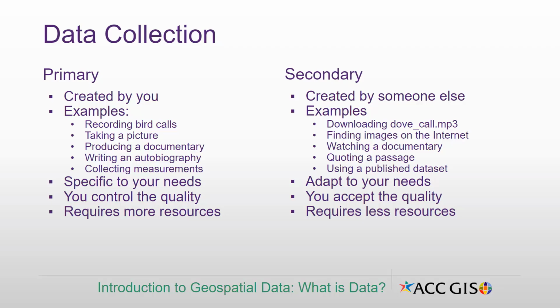Now, primary data sets are really great because they're very specific to your needs and you can control the quality. Whereas with secondary data, you have to adapt your needs to the secondary data set and you have to accept the quality of that data set. But the kicker is primary data is very expensive to collect. It requires a lot more resources, whereas secondary data requires less resources. I'll also say that sometimes secondary data is preferred because you're going to the authority on that data set. So if I'm using census data or FEMA data, sometimes my audience will trust that data more than if I collected the data myself.